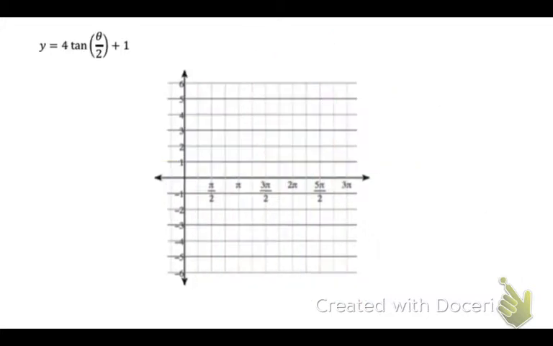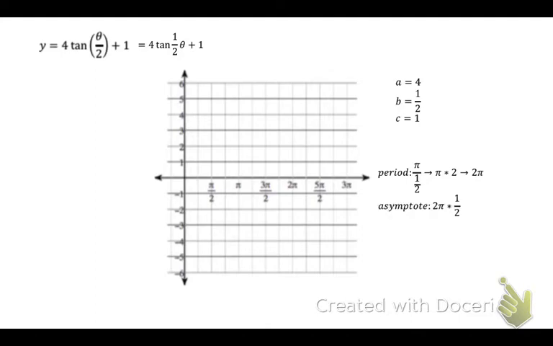This one, so we have 4 tangent of theta over 2 plus 1. That's the same thing as 4 tangent of 1/2 theta plus 1. Rewrite that every time. Okay, it'll help you. So A equals 4, B equals 1/2, C equals 1. So period is pi over 1/2. That's the same thing as doing pi times 2, which would be 2 pi. Asymptote is 2 pi times 1/2, which would just be 2 pi over 2, which is pi.